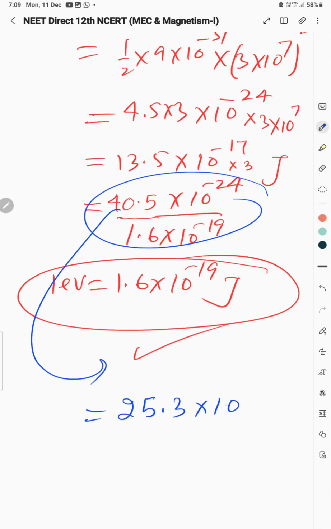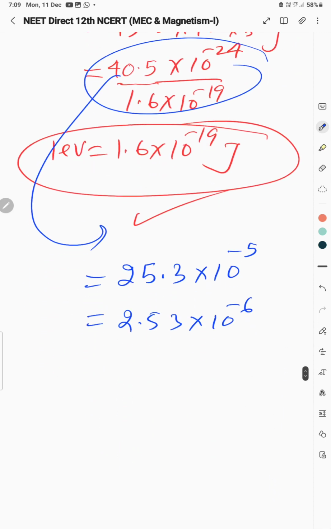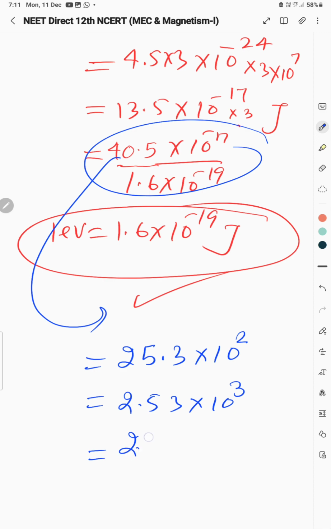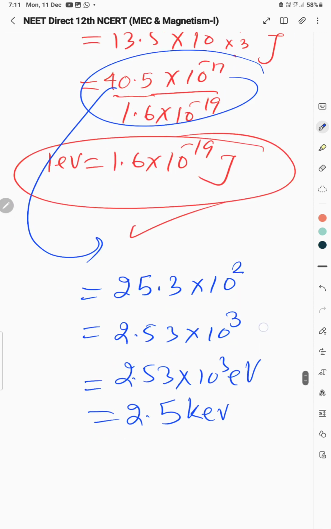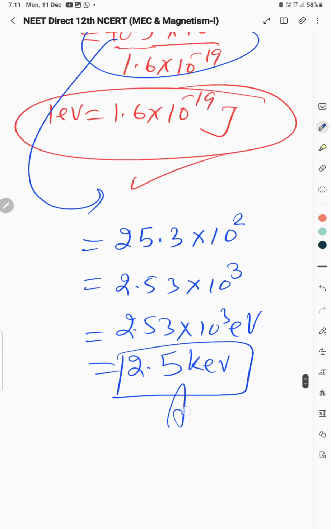So on simplification, it gives us 25.3 × 10^-5. Further, let it be 2.53. Decimal मैंने change किया place so that this now becomes, which turns out to be 2.53 × 10^3 electron volt, that is roughly 2.5 kilo electron volt. So this is the kinetic energy of the particle as discussed in this problem.